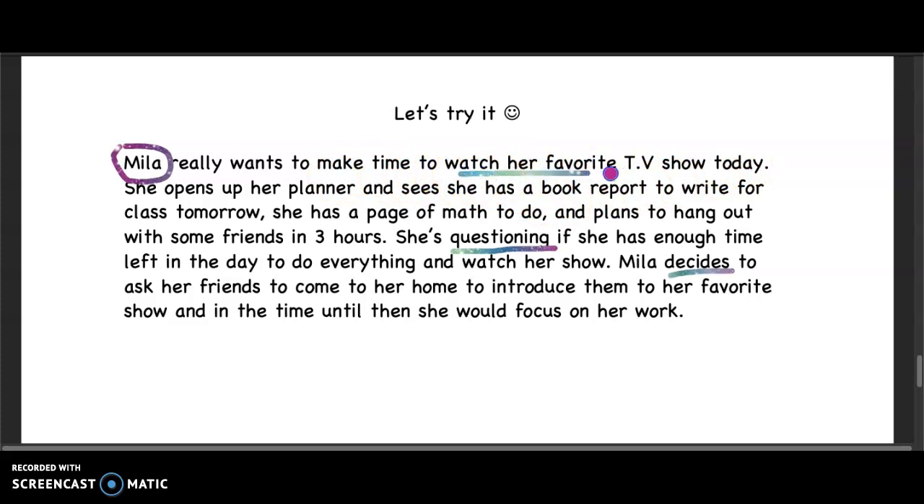So this is really important for her today. She wants to watch her favorite TV show. But it sounds like she opens her planner and she has too many things to do, right? She has a book report to write, she has a page of math to do, and she made plans to hang out with some friends. These are all challenges that come in her way that keep her from doing what she really wants, to watch her TV show. And then she decides to ask her friends to come to her home to introduce them to her favorite show. Decides makes me think of the solution that comes to her mind when she's trying to fix her problem. Now that we have our problem and solution in mind, I can write it down into my retell summary.